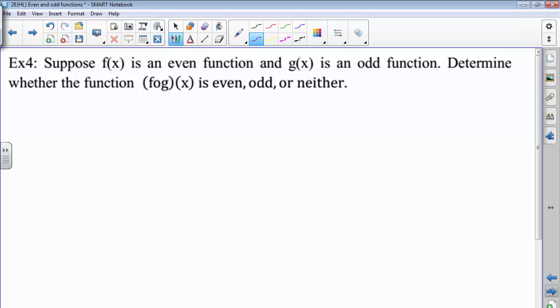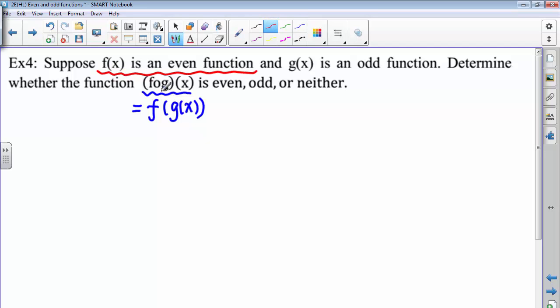Okay, example 4. Suppose f of x is an even function and g of x is an odd function. Determine whether the function f of g of x is even, odd, or neither. And we all learned what this symbol represents. This symbol is the same as f of g of x. Okay, let's look at the conditions here first.